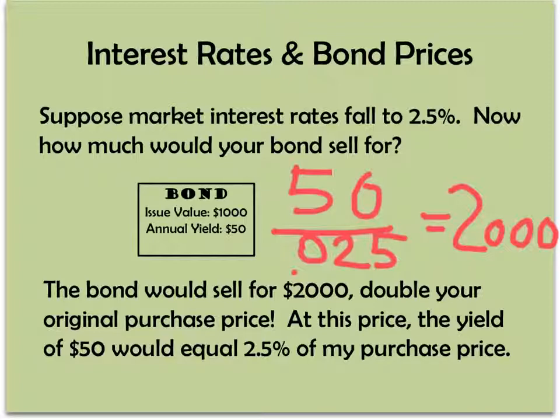So who said bonds are boring? You can buy and sell bonds and make a lot of money depending on interest rate movements, although they're very difficult to predict. So interest is the price you pay for money. It has an inverse relationship with the money supply. It also has an inverse relationship with bond prices.